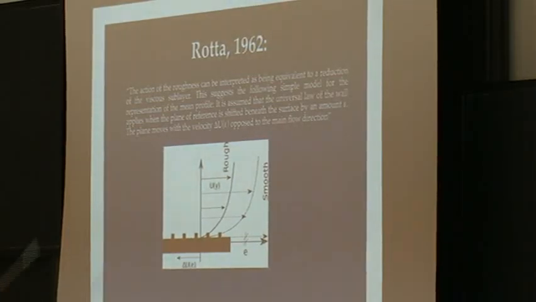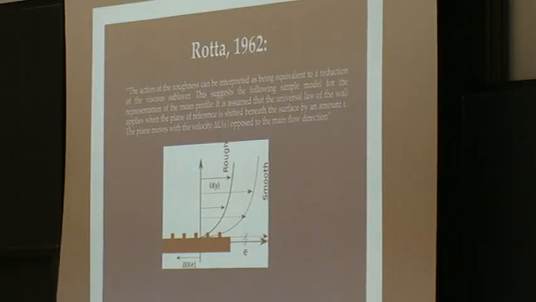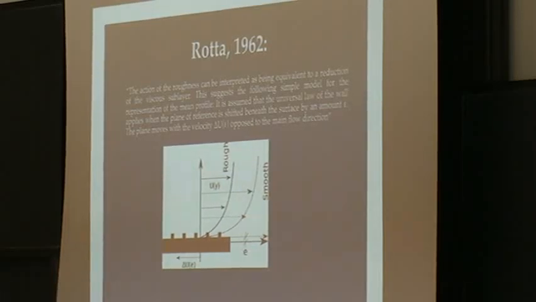I'd like to point out a statement in the review article that Rotta wrote in 1962 about boundary layers. And in his section on roughness, he says that the action of roughness can be interpreted as being equivalent to a reduction in the viscous sublayer. This suggests the following simple model for the representation of the mean profile.